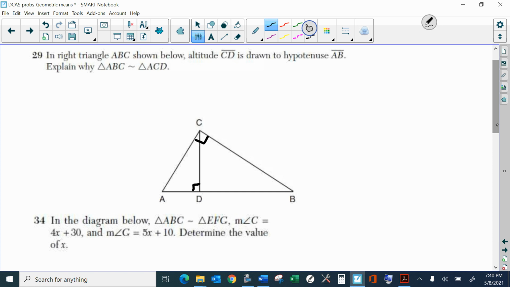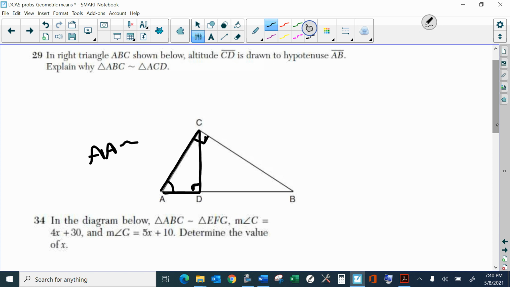So how do we know that? So ACD, this one right here. What do we know it's similar? It's going to be from AA similarity. They both have right angles in it. There's one, and then don't forget, they both have that angle in common, angle A. Angle A is there, and angle A is in the big one, ABC. So AA similarity. That's how you'd explain that.